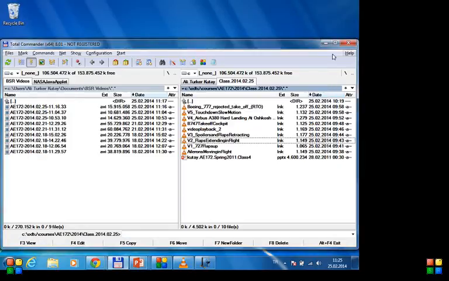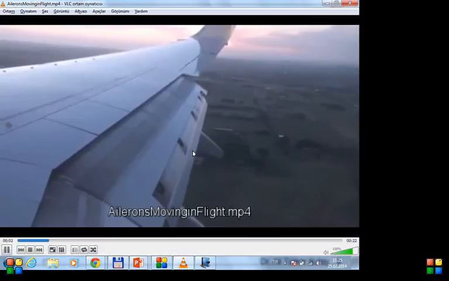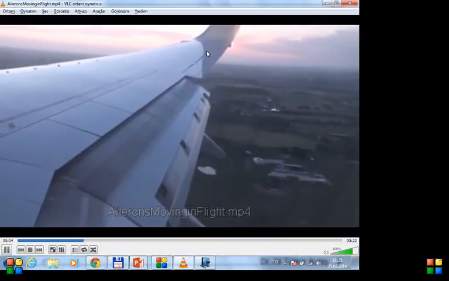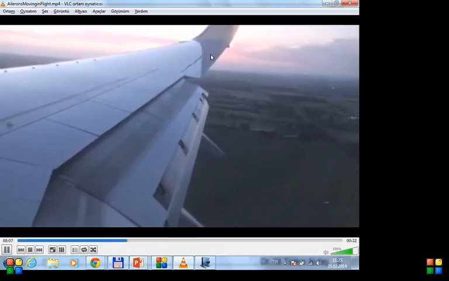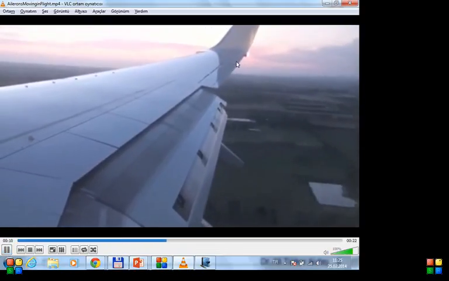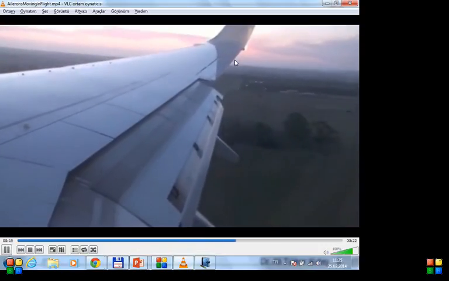And I think there's an aileron video. So this is taken from the same video, but it's really hard to see. The ailerons are here, and they move by a very small amount. You have to really pay attention to see them moving. The deflections are just on the order of 1 or 2 degrees, not more than that.